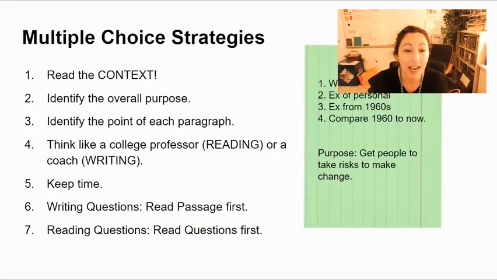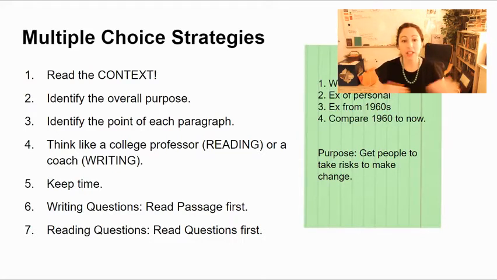So today you are reviewing multiple choice strategies and hopefully using them when you take your progress check. So just as a reminder, you've got these 7 strategies that we've worked with before. The first one is to read the context. Keep in mind that the College Board will give you some clue as to where the passage has come from or where the writing draft originated. So please make sure you read that italicized context before you begin reading.